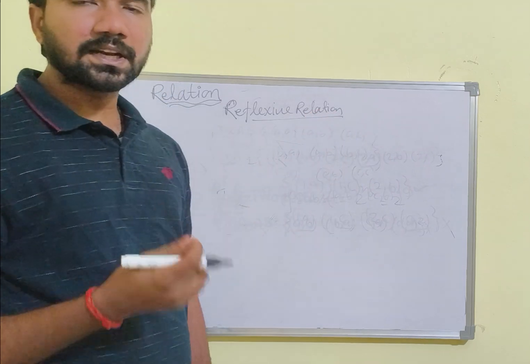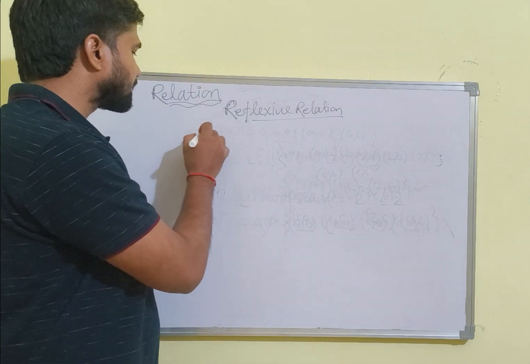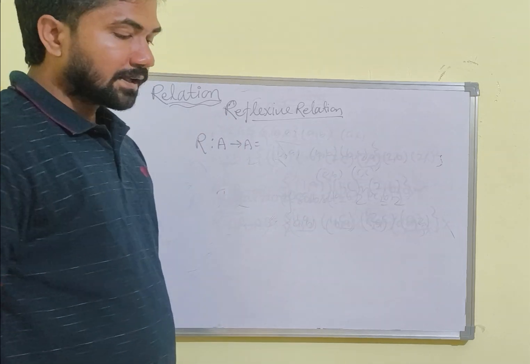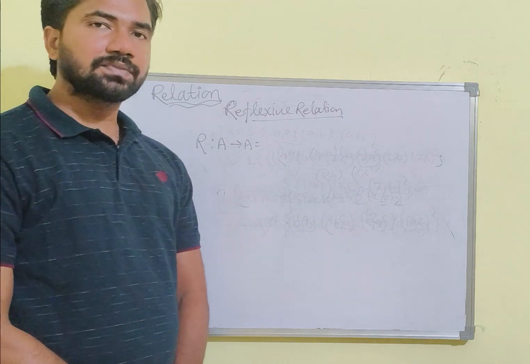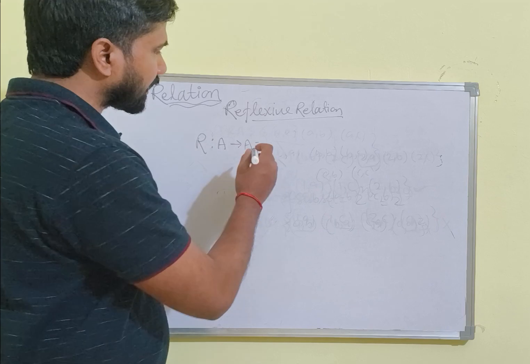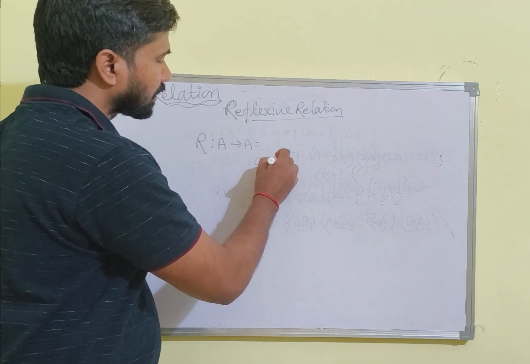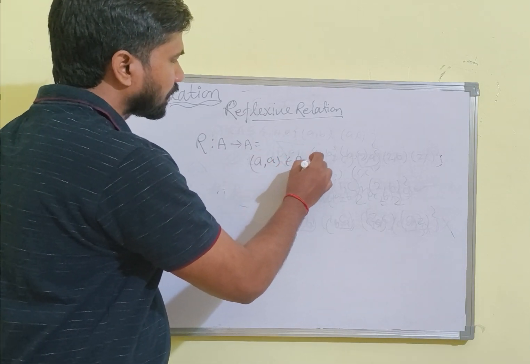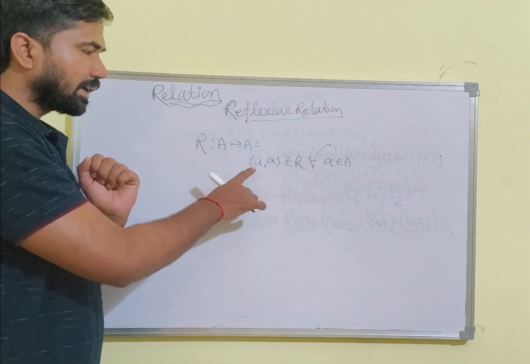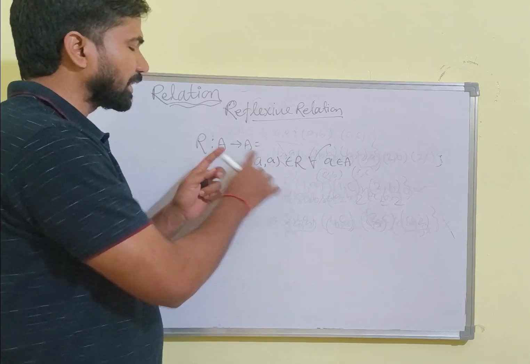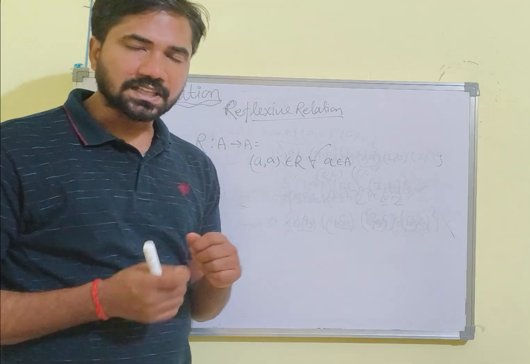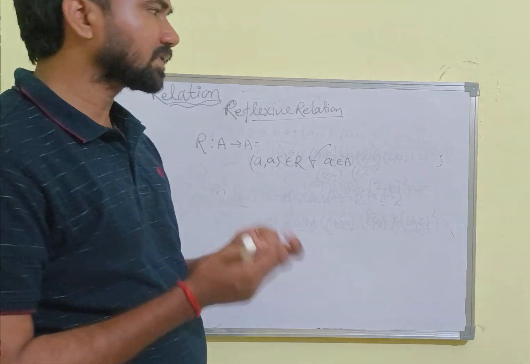Here we are talking about a relation on the same set, meaning a relation R from A to A. So when is it called a reflexive relation? Suppose (a, a) belongs to R for all a belongs to A. Means what? Each and every element of A is related to itself, then this type of relation is called a reflexive relation.